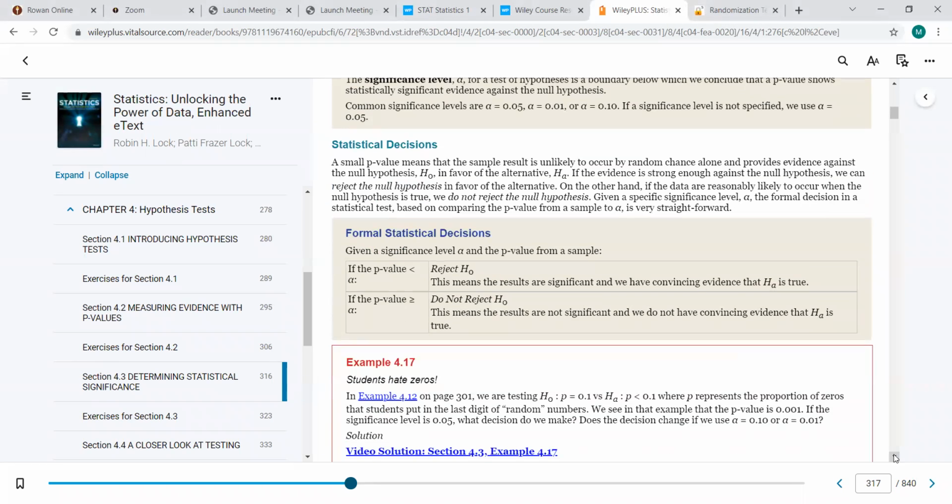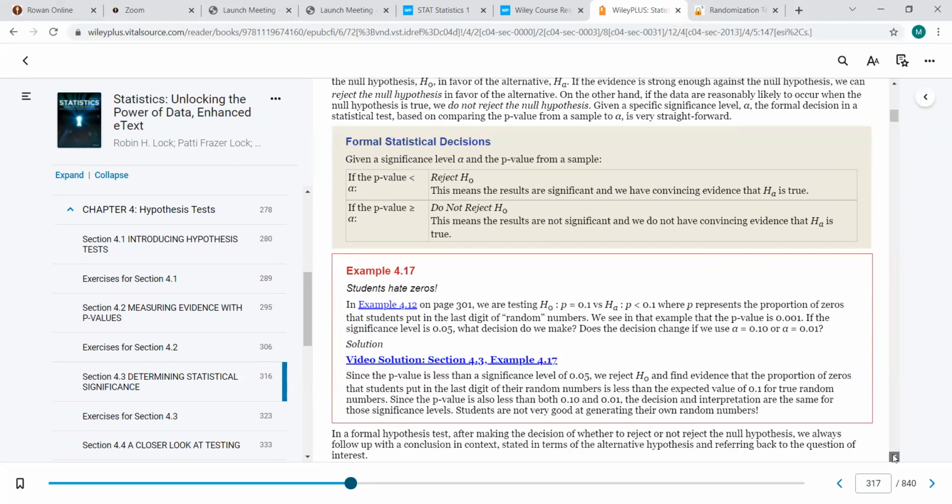So here's the rule down here. If the p-value is less than alpha, reject H naught. The results are significant. If the p-value is greater than or equal to alpha, do not reject H naught. The results are not significant, which means we do not have enough evidence to reject the null hypothesis. So this is a clear-cut rule, there's no question about it. If we know what alpha is up front, we just need to determine the p-value, and then compare the p-value to alpha, and then we make our decision based on this rule right here. And that's it. So it's very easy once you know the rule.